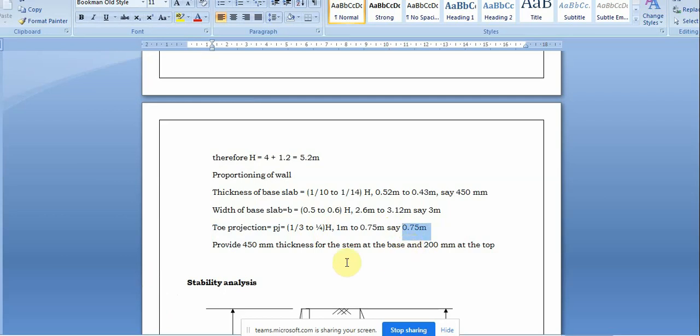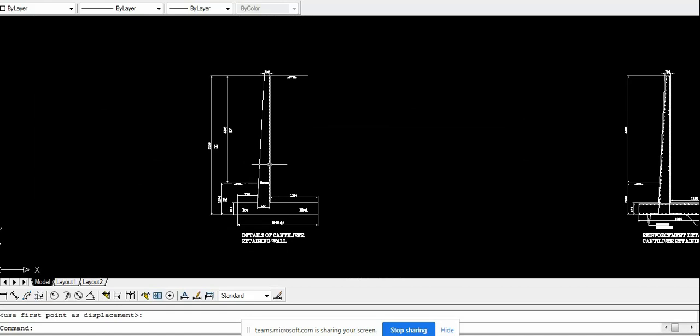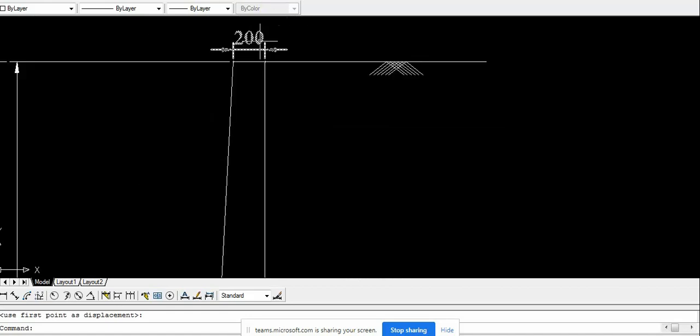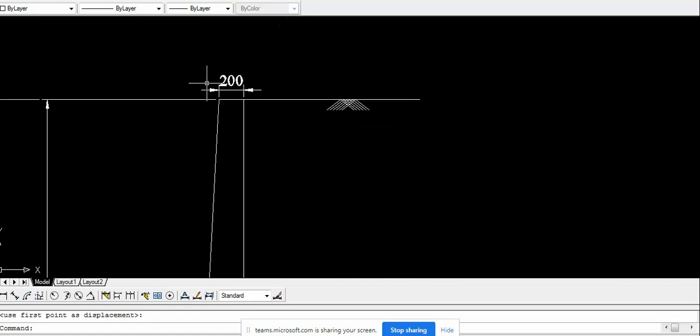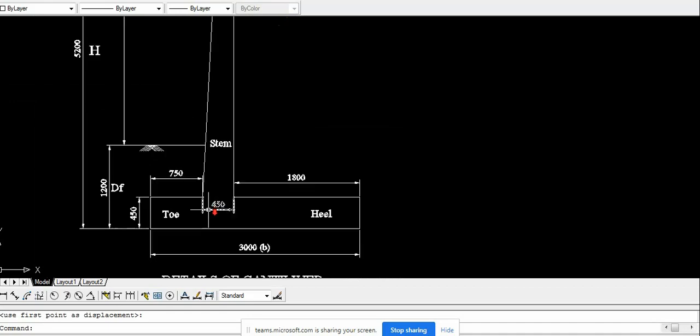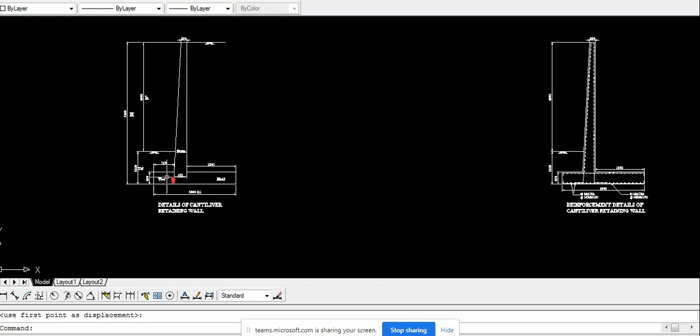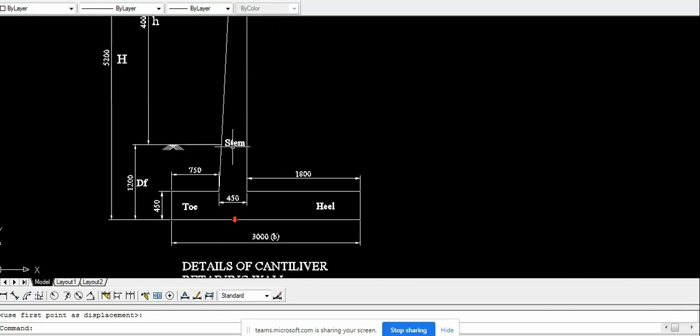And the thickness of the stem is assumed as 450 at the bottom of the stem and 200 at the top of the stem. See, this we call the stem here, the entire stem. We are assuming the thickness of the stem at the top as 200. At the bottom we are taking it as 450 because the pressure will be from this side, so the maximum moment will be there. So this thickness should be more than the top. So top is 200 and bottom is 450.